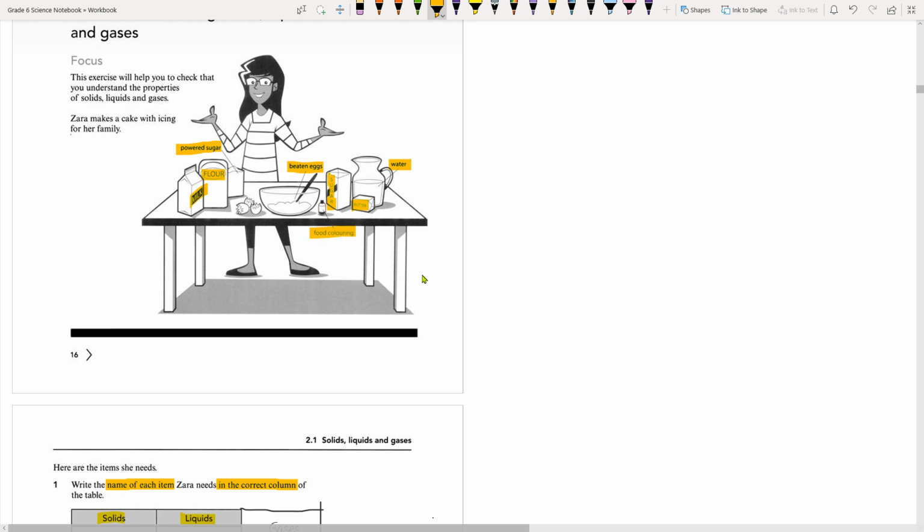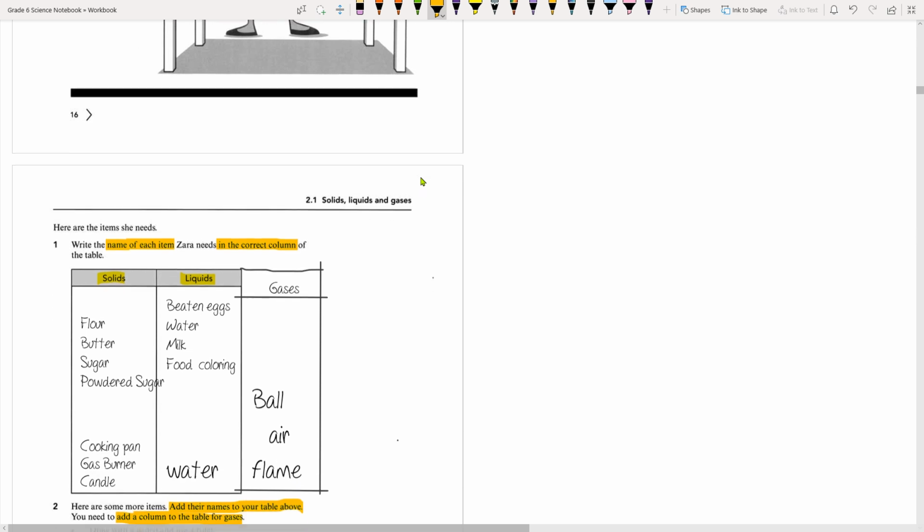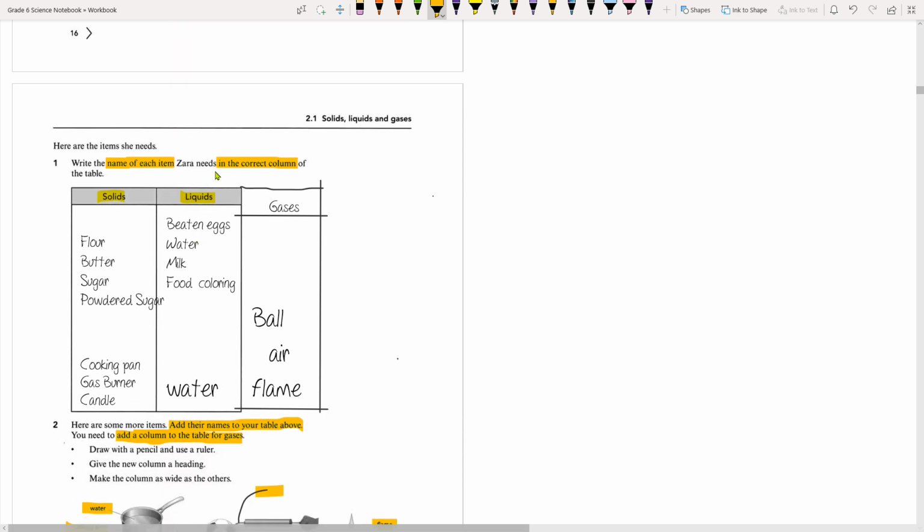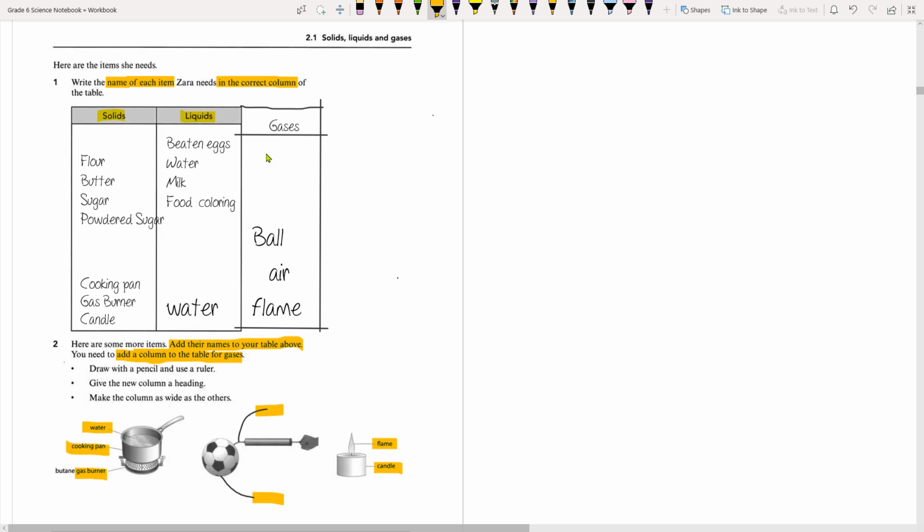Now, these are a total of eight articles that you have to arrange, right? Write the name of each item in the correct column, so you have to separate the solids and the liquids. Later in that question, it is suggesting that here are some more items, add their names to the table above. You need to add a column to the table for the gas, and it's telling you how to make this.